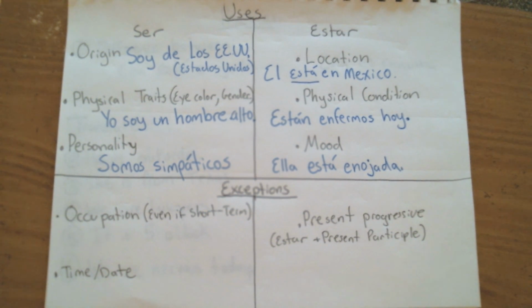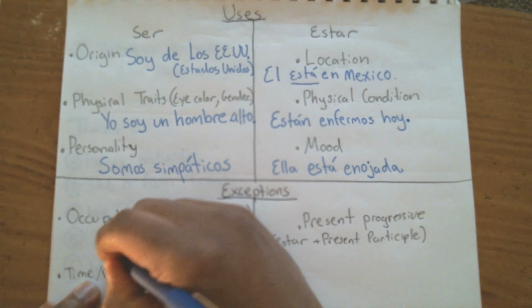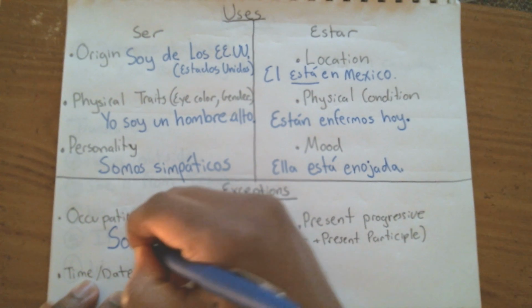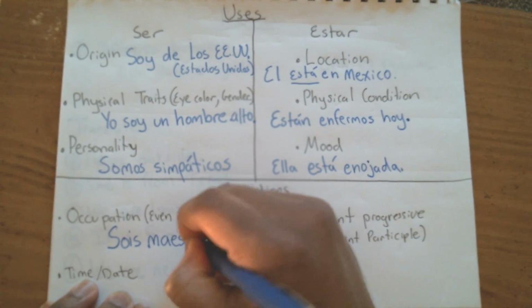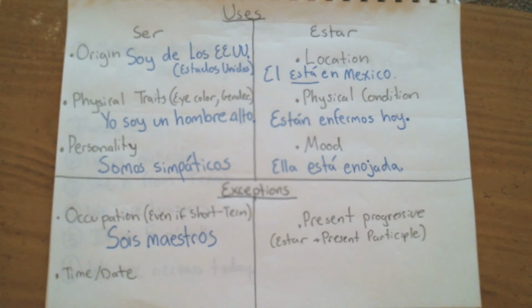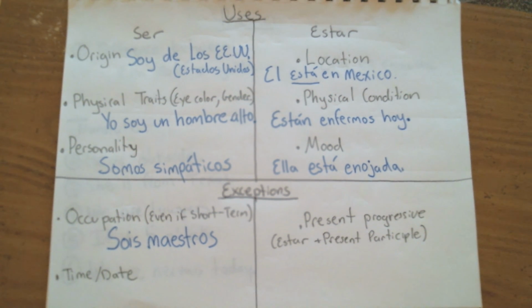Now, take occupation, for example. What does this statement mean right here? Sois maestros, okay? Sois maestros. Now, you'll know that sois, as we reviewed before for the conjugations of ser, means you all are, but you're talking to your friends. It's informal. You all are teachers, or you all are instructors.